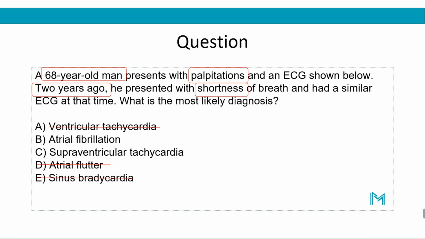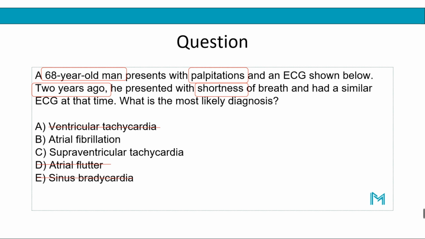Now the trick about best-of-one MCQ questions is that there's always one best option. That's the idea. There should be one best option, but it doesn't necessarily mean that the other options are wrong. It's just that they are not the best option. Sometimes it's obvious. You can rule out certain options. In this case, as we've done, sinus bradycardia, we ruled that out and we had a reason for that.